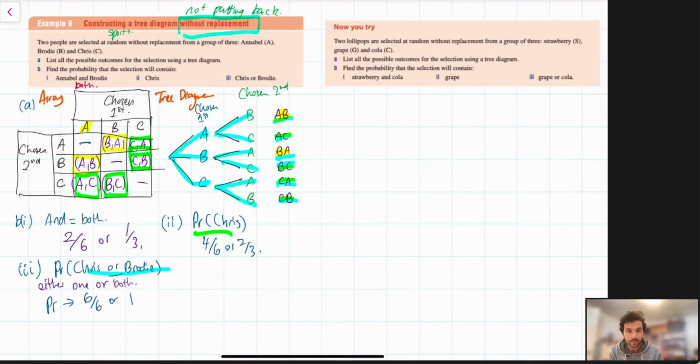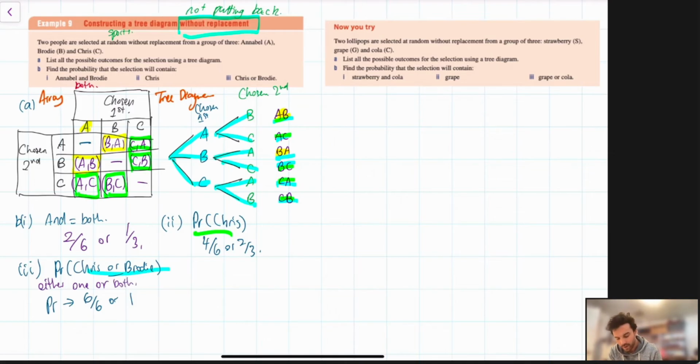What I'd like you to do now is, have you got your turns? It's still with lollipops, and the question goes like this. 2 lollipops are selected at random without replacement from a group of 3: strawberry being S, grape being G, and cola being C. List all the possible outcomes for the selection using a tree diagram. I also want you to practice using an array as well. When you think you've got it, unpause the video and see if you've got the answer correct.